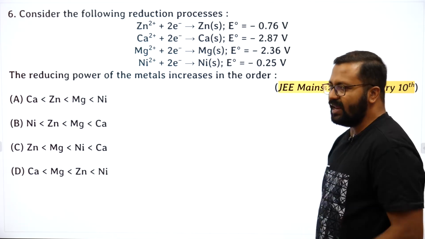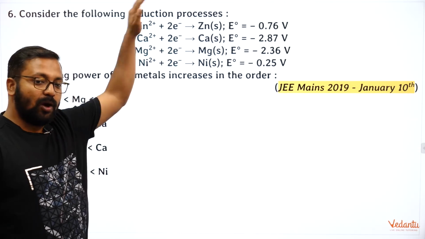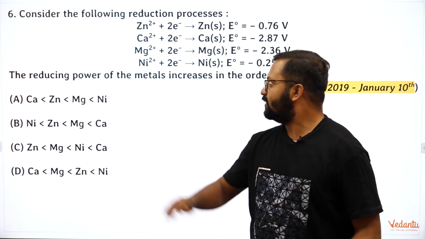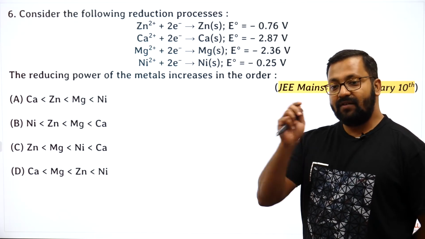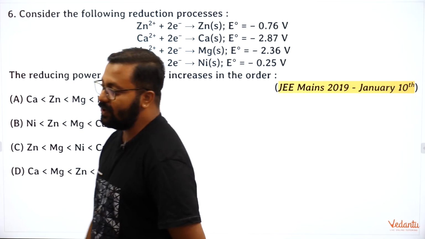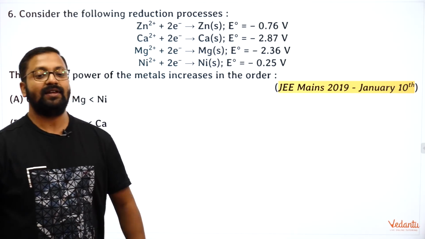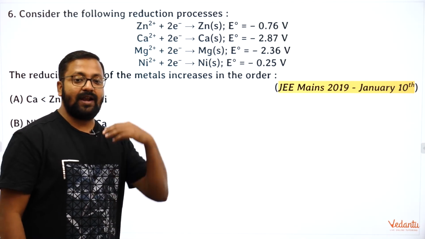The next question is this. Very interesting question. कुछ solve कर, मतलब इतना मेहनत करने का काम नहीं है इसमें. इसमें बस ऑब्जर्व करना है, आंसर निकालना है. Consider the following reduction processes. ये सारे reduction process दिए गए हैं. Reducing power. Now whenever reducing power is asked, that means the element is undergoing oxidation and trying to reduce something else.